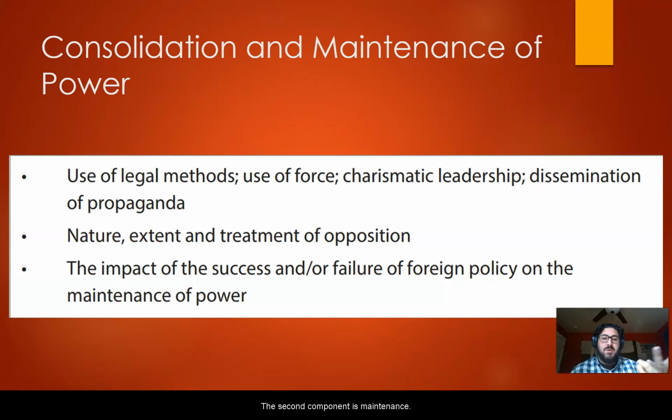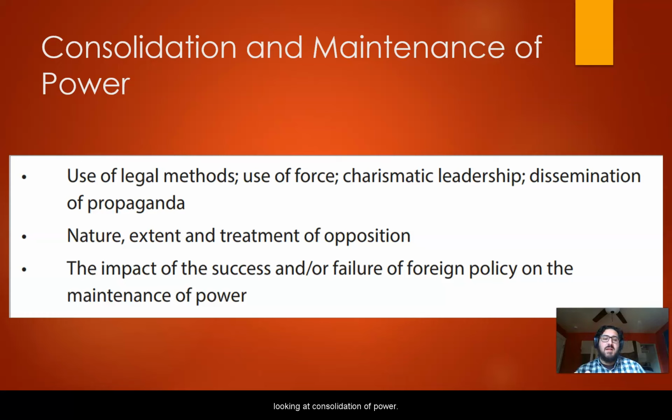The second component is maintenance. Now that they had all of this power, and now that they brought all this power to them, where Hitler consolidated, brought all that power to him, how is he going to keep it? How is he going to fight against anyone who tries to take it away from him? That is the second category here.